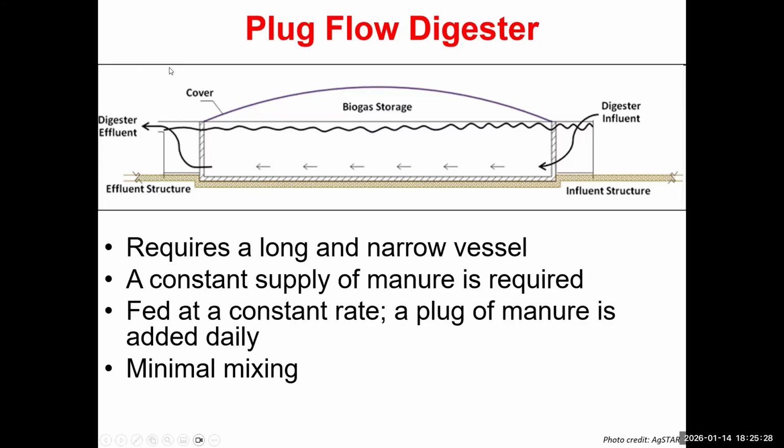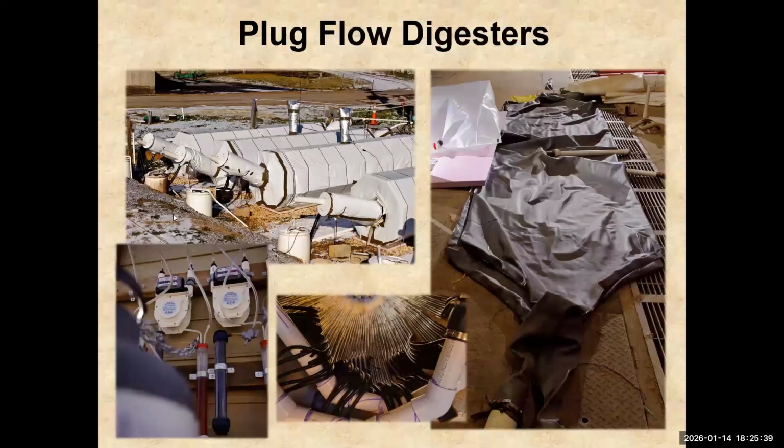And I do want to point out that this is considered a more simplified system because, as you can see here, it involves few mechanical parts. I do also want to show you that long and narrow, these are flexible geomembrane or PVC bags. We can equip those with biogas pipes in order to construct these plug flow digesters.